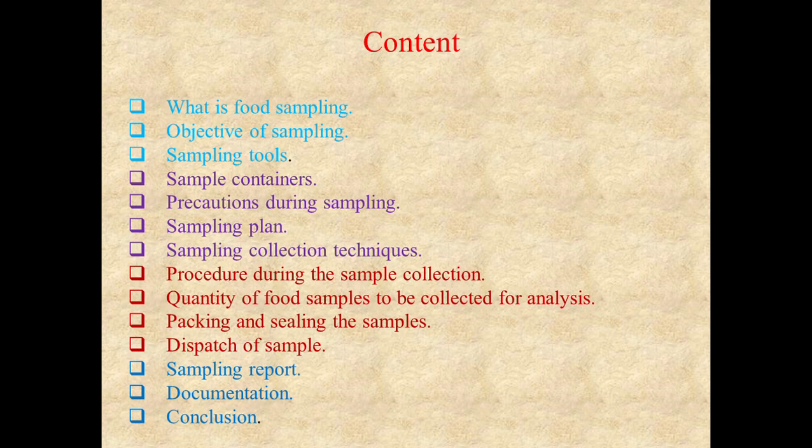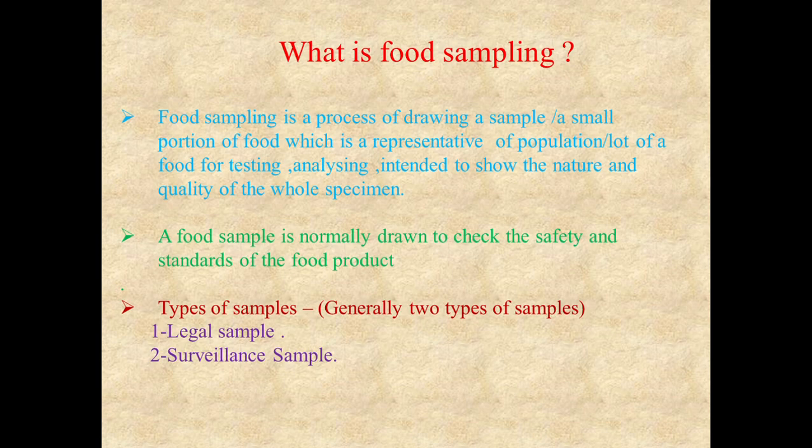Objective of sampling, sampling tool, sample containers, precaution during sampling, sampling plan, sampling collection techniques, procedure during the sample collection, quantity of food samples to be collected for analysis, packaging and sealing the samples, dispatch of sample, sampling report, documentation and conclusion. First is what is food sampling.